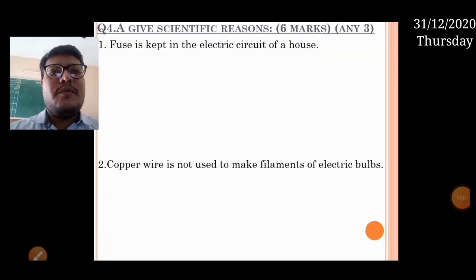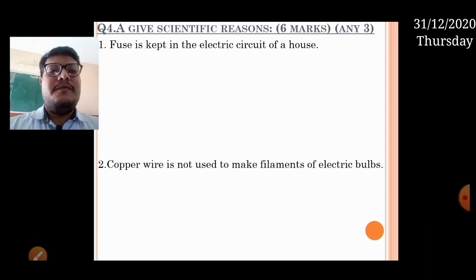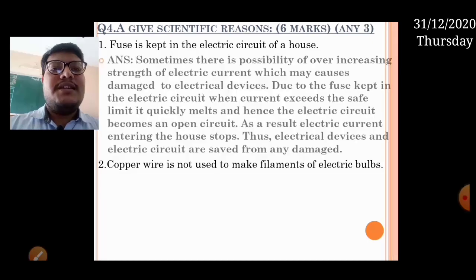Now let's see question number 4: give scientific reason, and it is of 6 marks. Any 3 you have to write, means 2 marks each. See the first one: a fuse is kept in an electric circuit. So let's see the answer.